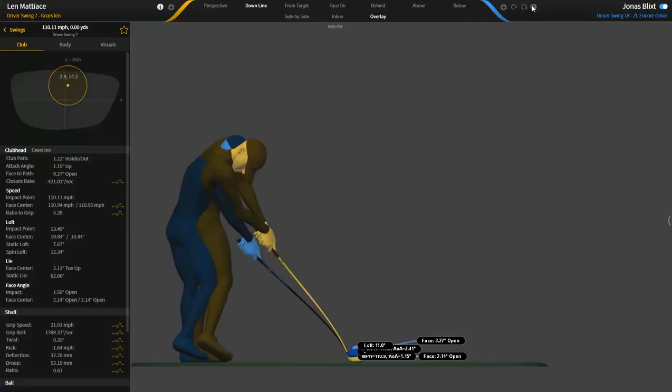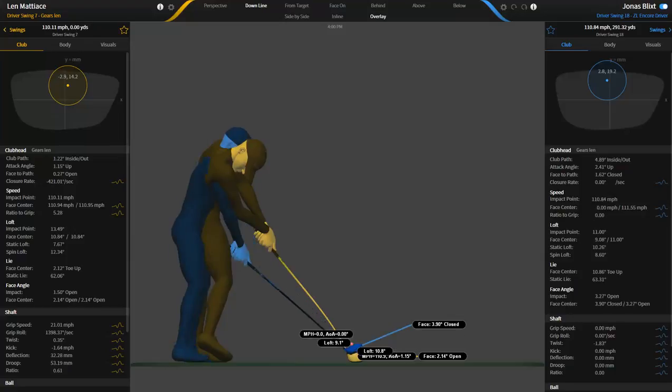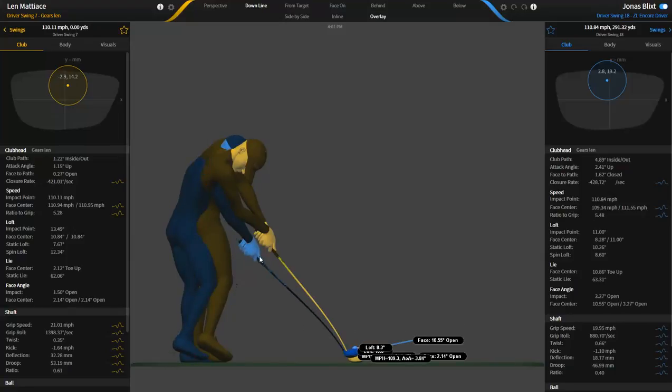Even with all that handle raise that Jonas did, here's Jonas at start, and here's Jonas at impact. He's raising the handle a lot, and that's why he's getting roughly 45 to 50 millimeters of shaft droop at impact. Lenny Matisse does more of it, and that's why he's getting a little bit more shaft droop.